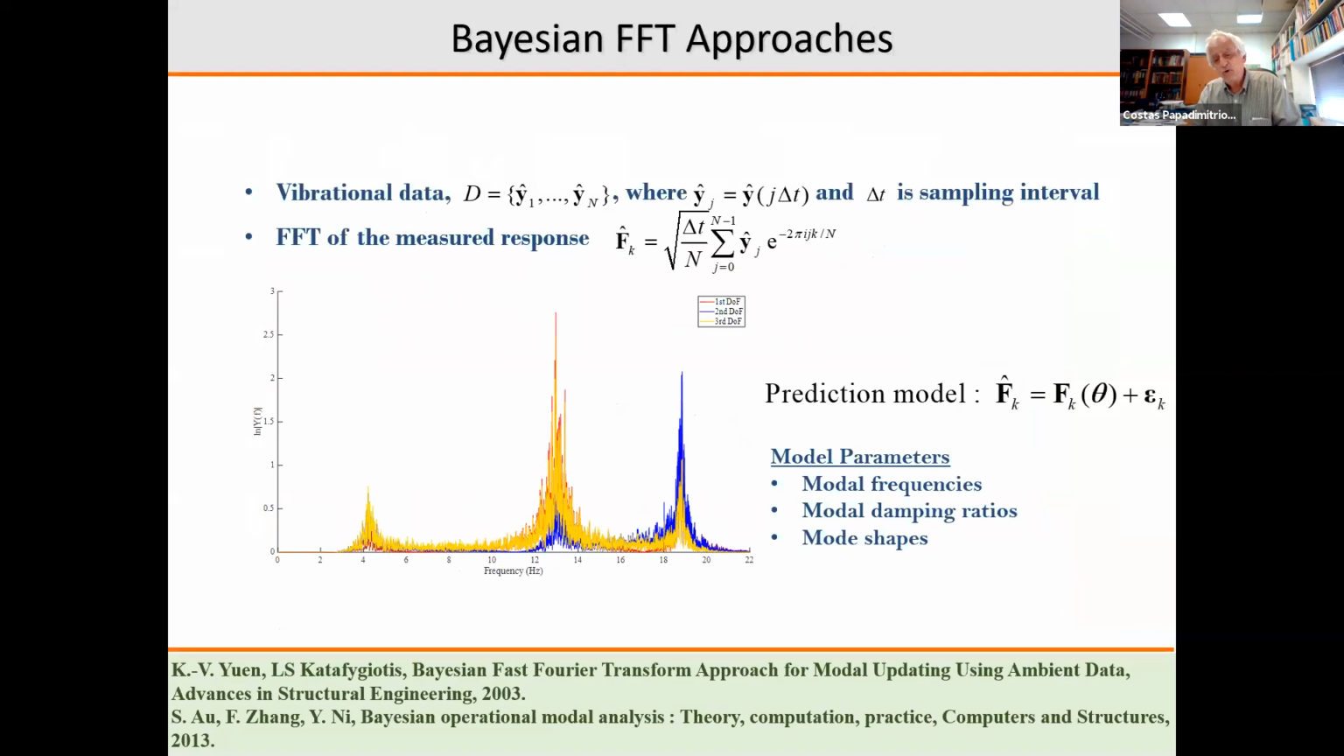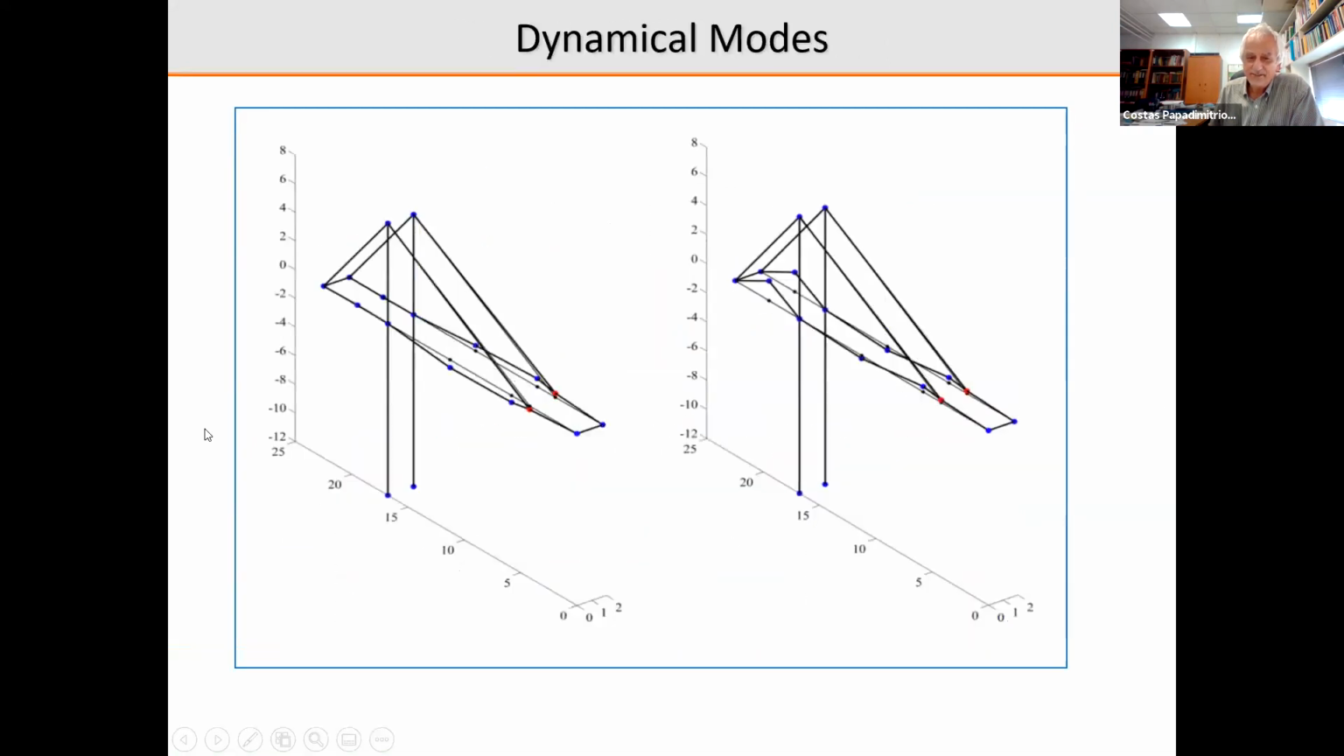We try to build on approaches like the Bayesian FFT approach developed by these guys. Ivan Au has done a lot of work on this. And we try to develop our hierarchical Bayesian framework on this. I want to remind you that this Bayesian FFT approach gives you uncertainty in the model parameters, but it gives you the identification uncertainty, the identification precision. It doesn't give you the uncertainty due to the variability from different data sets. We got the uncertainty due to this variability.